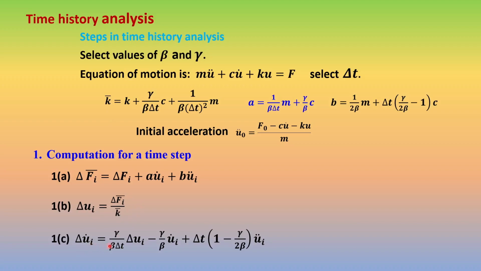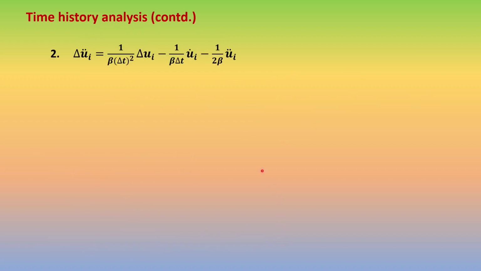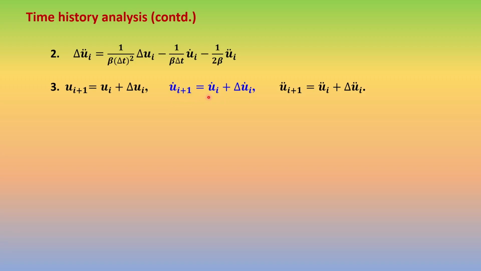Similarly, the velocity increment is given by this equation, and the acceleration increment is given by this equation given here. So after one time step, you find out the resultant parameters. u i plus 1 for the next time step is equal to u i plus delta u i. Similarly, u dot i plus 1 equals u dot i plus delta u dot i. Similarly, acceleration, u double dot i plus 1 equals u double dot i plus delta u double dot i.